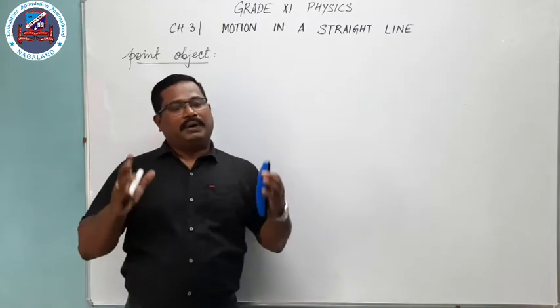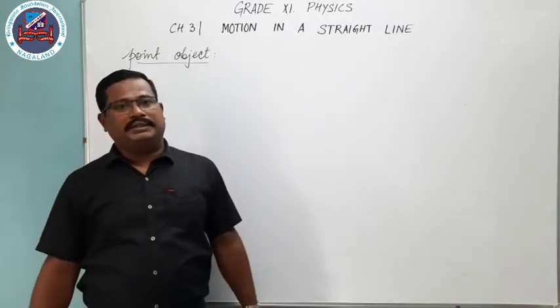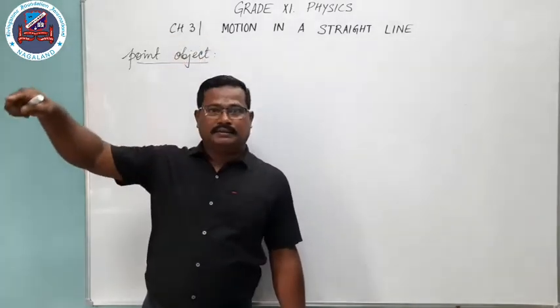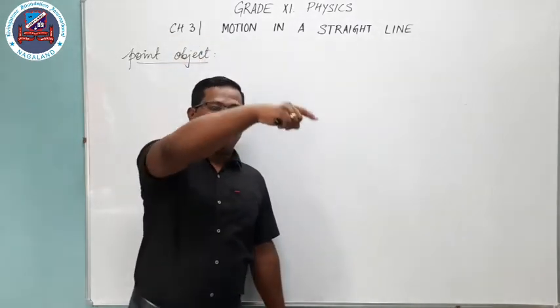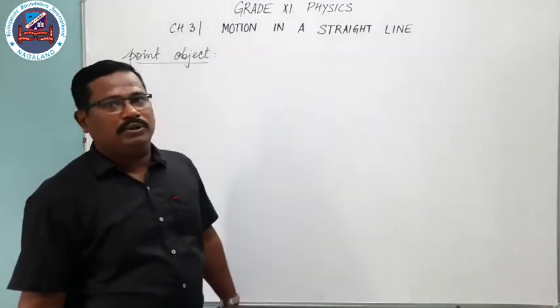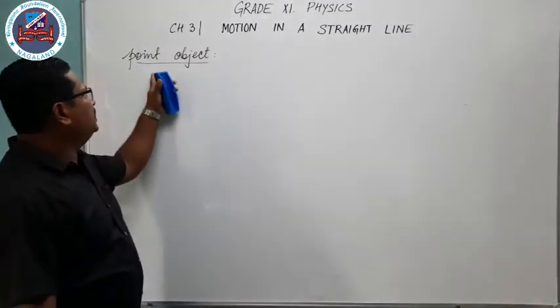But Earth can also be considered as a point object compared to the distance it travels around the sun. Its orbit around the sun is very large. So Earth also can be considered as a point object. So you can define it very easily. What is a point object?